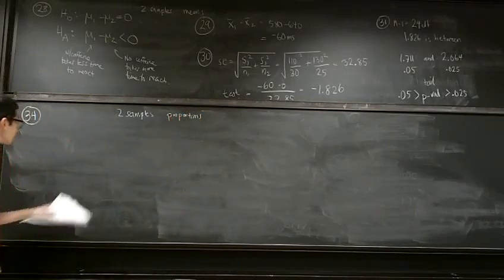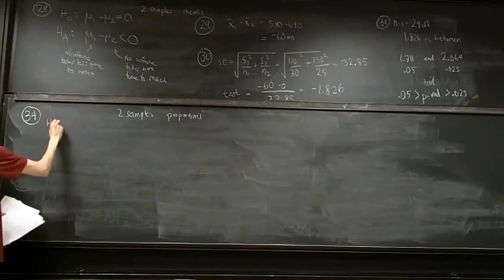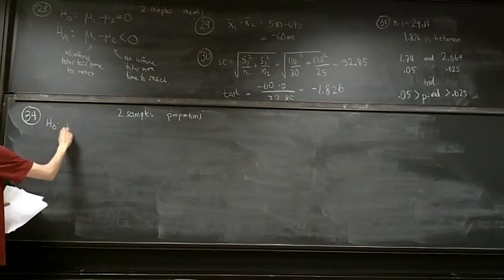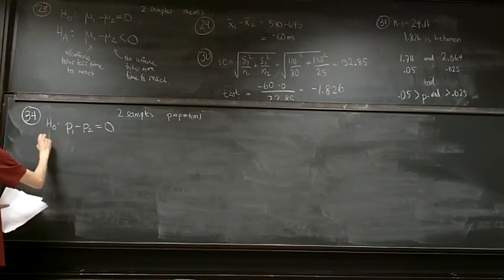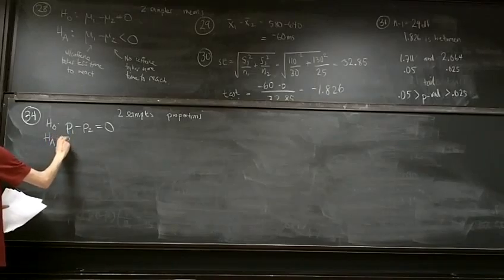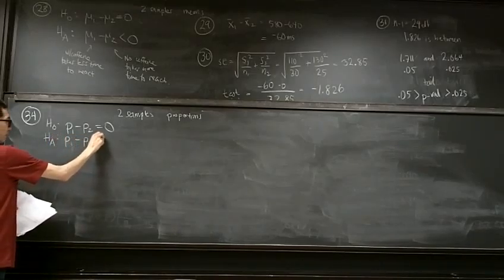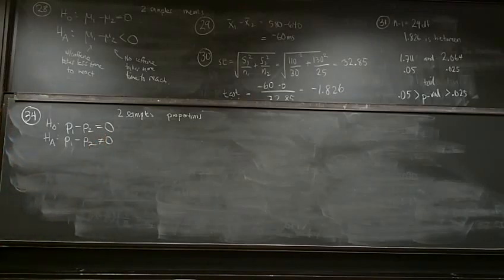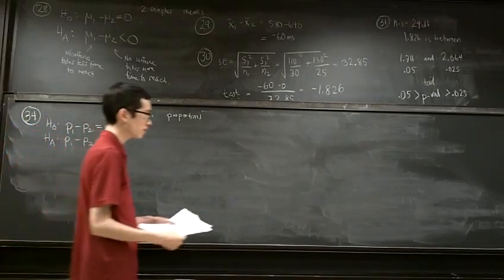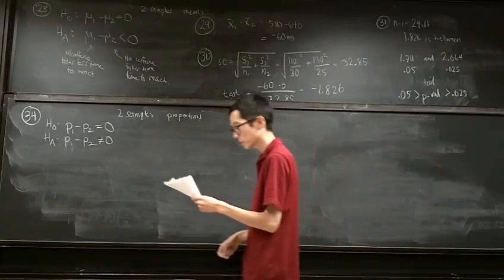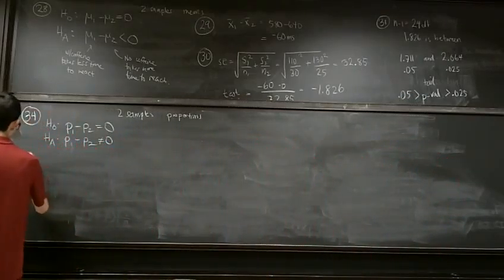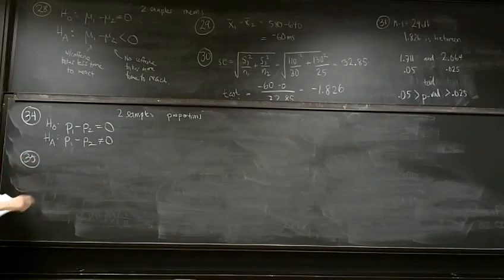We're doing a hypothesis test. What is our hypothesis? P1 minus P2 equals zero. That means they have the same proportion. And the alternative, P1 minus P2, not equal to zero, right? We just want to know if they're different. We didn't say, does this mean the police department has fewer minorities or more minority employees, things like that? Okay? All right, number 35.